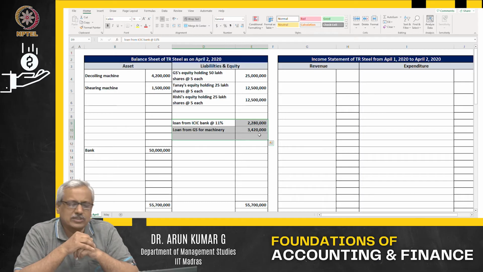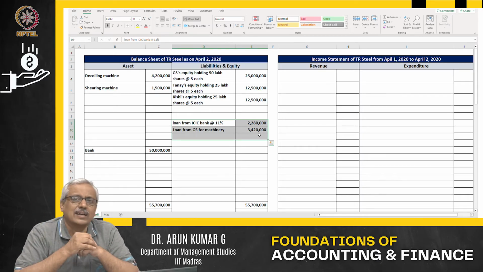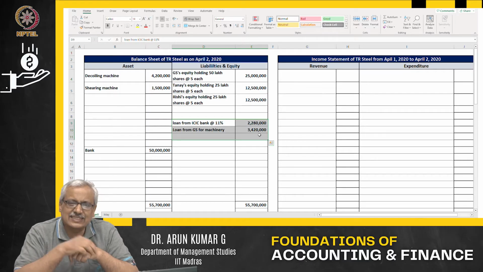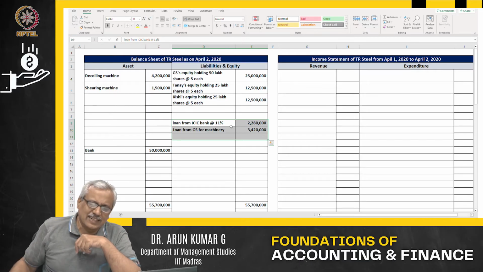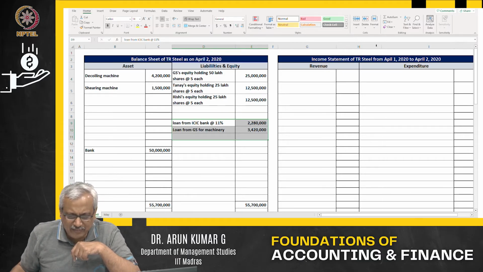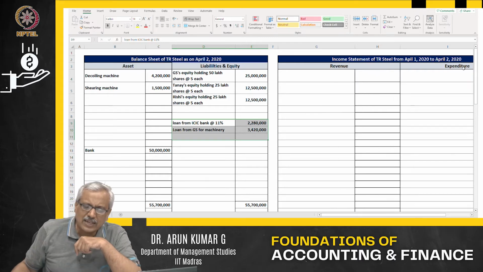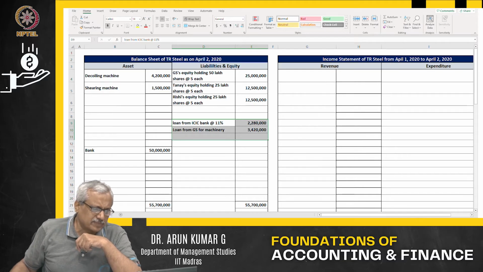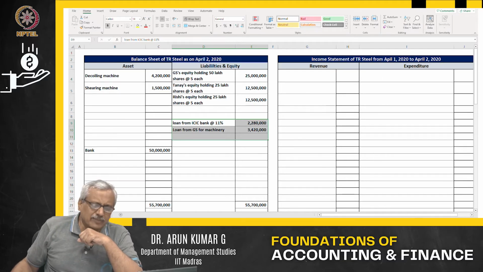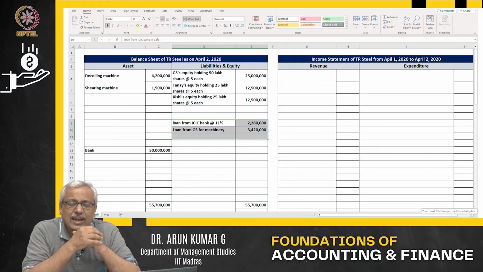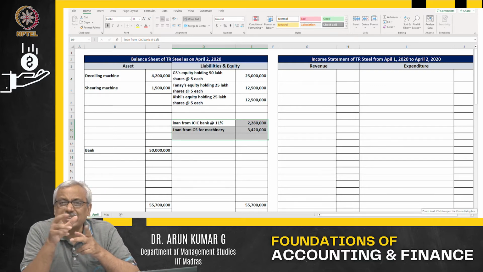Now one argument most of you will have, sir, when I purchase a machine, is it not an expenditure? Why did you not write it as an expenditure? Why did you write it as an asset? Is it not an expenditure? That is a simple question that most of you will have if you are doing accounting for the first time. If you are doing accounting for the first time, you would certainly have that doubt here. I said as to why I have not recorded it as an expenditure.